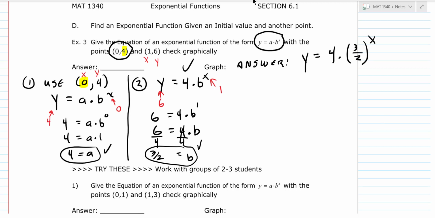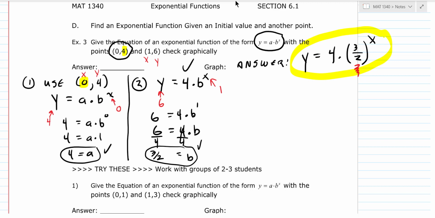Okay, so that's how you put that thing together. You got to use those 2 points I give you to give that answer. Okay, you guys understand what I did? Okay, let me ask a simple question on this one. Do you think this is an exponential growth or decay function? Growth, because 3/2 is bigger than 1.